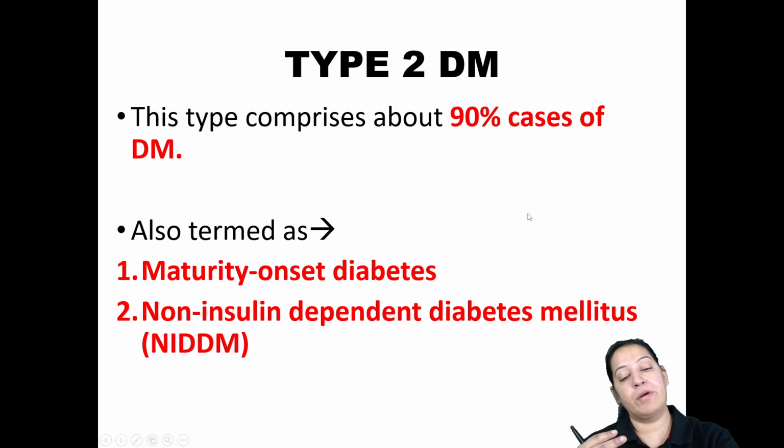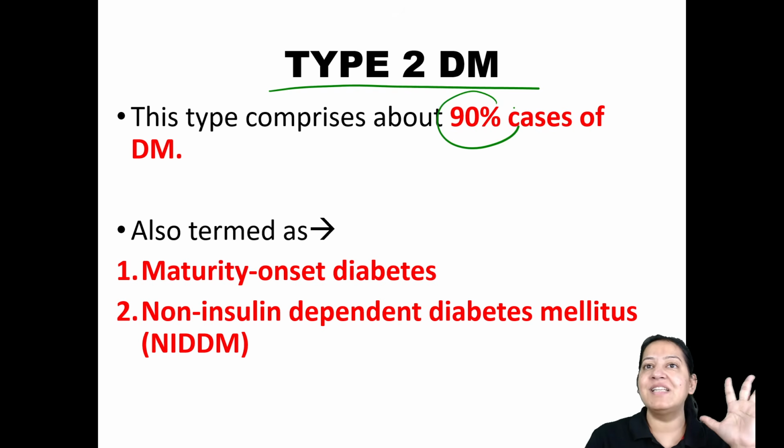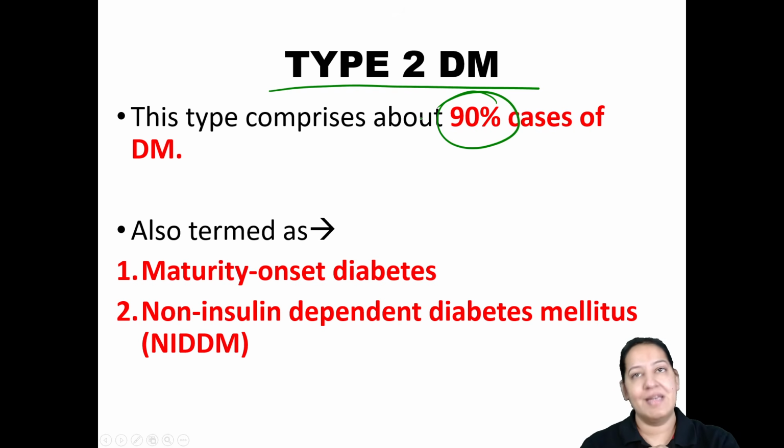Let's come to type 2 diabetes. Type 2 diabetes is 90% of the cases of diabetes. 90% of the cases of diabetes is type 2. It is known as maturity onset diabetes.